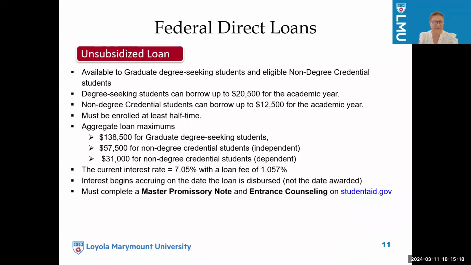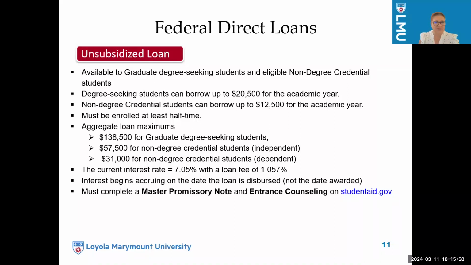However, for graduate degree seeking students, you can only receive an unsubsidized loan, and you can borrow up to $20,500 for the academic year, including summer. Non-degree students can borrow up to $12,500 for the academic year, including summer. Students must be enrolled at least half-time, and the aggregate for graduate students is $138,500 for your entire college career. For non-degree credential students, if you're independent, it's $57,500. For non-degree credential students who are considered dependent students, it's $31,000.